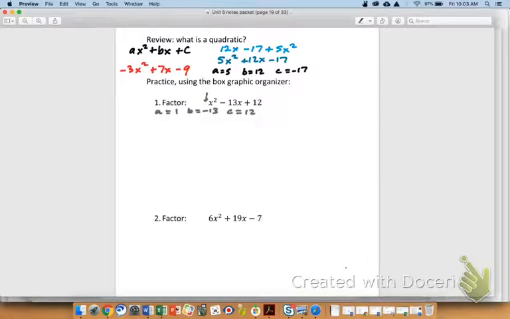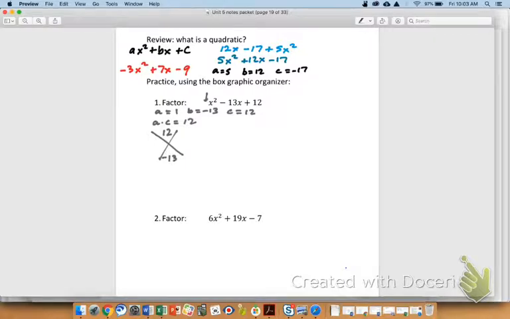Okay, so my first step is to find A times C. So A times C, of course, is 12, right? It's 1 times 12, which is just 12. And this is where I use my little graphic here, where I put the AC up here, and I put the B down here.